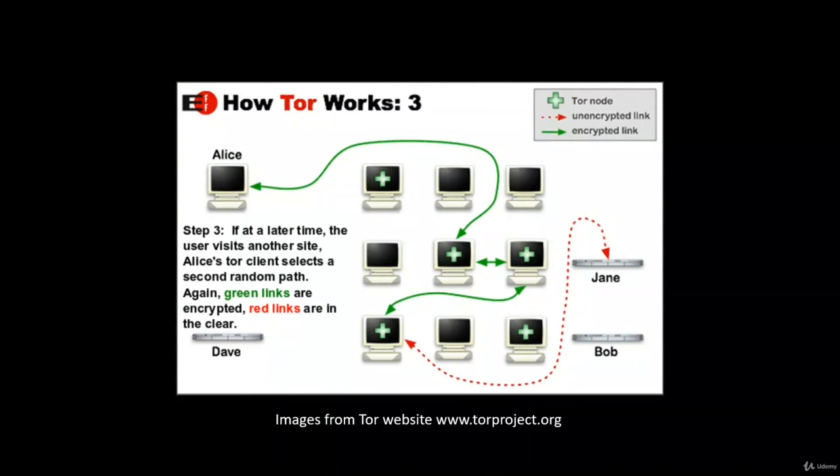So step 3, at a later time, the user visits the website, and Alice's Tor client selects a random path again. Green links are encrypted, red links are in the clear. So basically, Tor will route your traffic through what's called onion routers. Tor itself doesn't really know the route it's taking per se, and it makes it harder to detect you because it's picking a random exit node, or one of these computers, to your destination and then back again. So that makes it really hard to analyze where your traffic is going to end up.